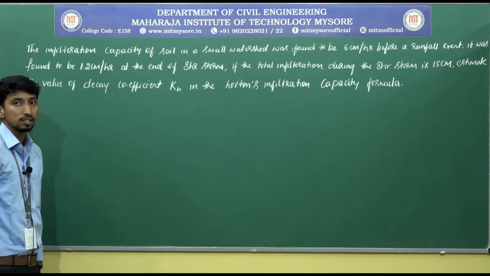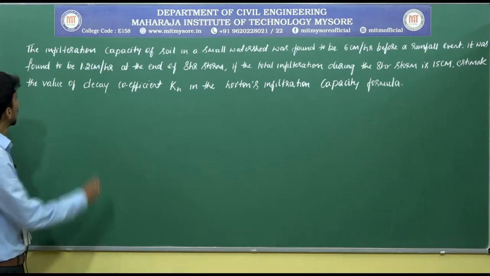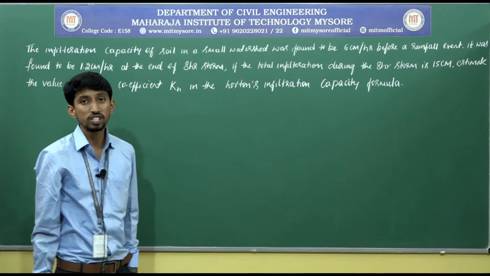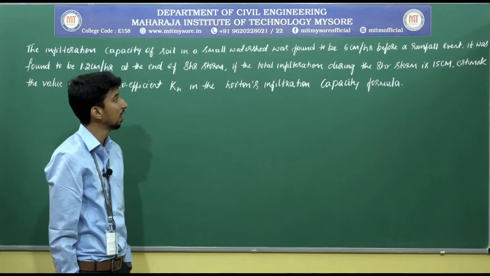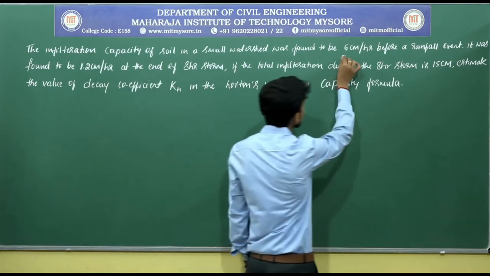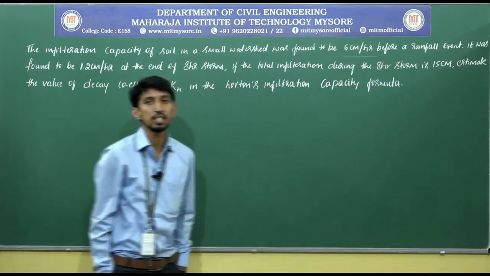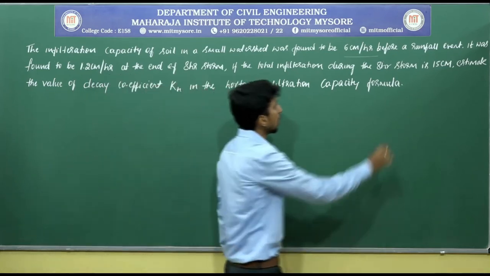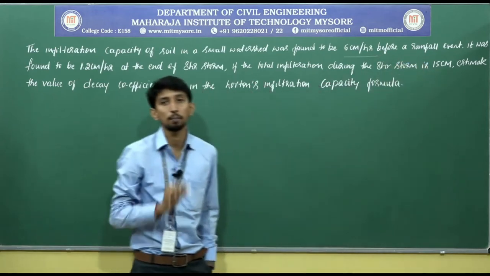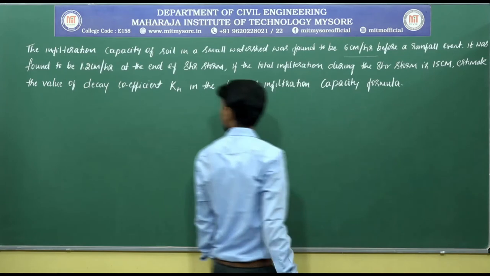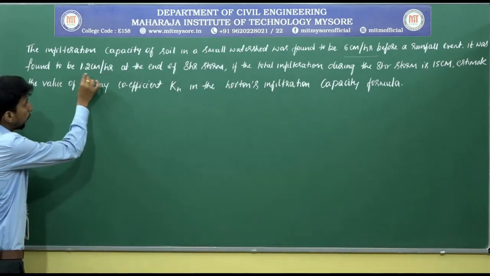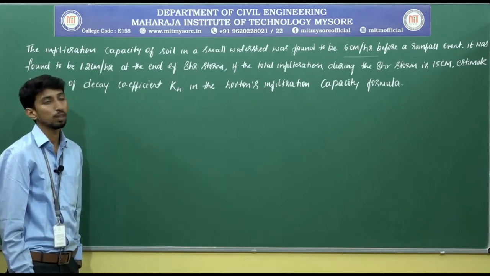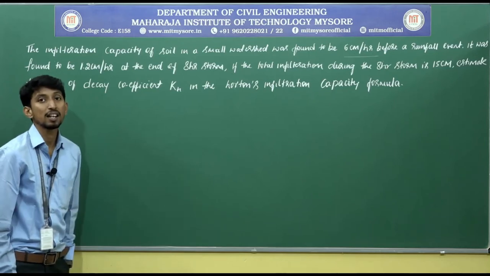The first problem: the infiltration capacity of the soil in a small watershed area was found to be 6 centimeter per hour initially, before the rainfall occurred. It was found to be 1.2 centimeter per hour at the end of the storm.